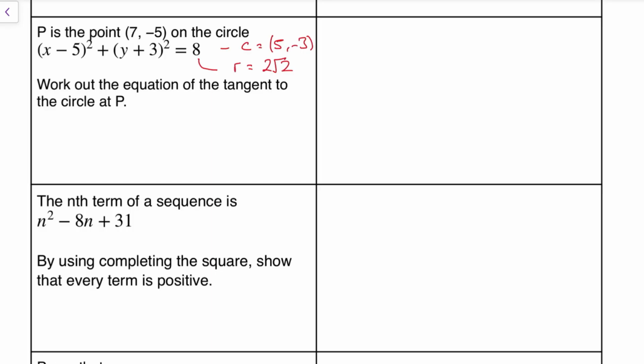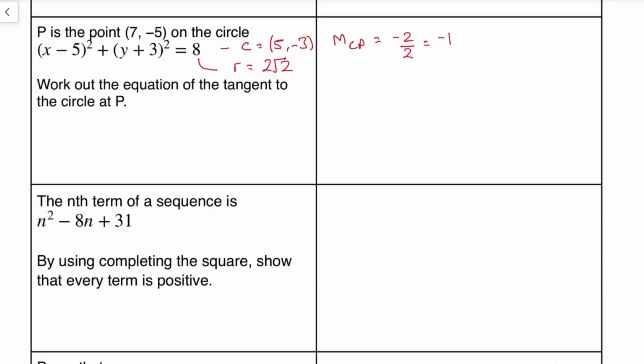And then it says work out the equation of the tangent to the circle at P. Okay, so P is the point that I'm given here. And so basically the way I'm going to do it is the normal process. I'm going to start by working out the gradient that gets me from the center to P. So my y values go from minus 3 to minus 5, in other words, down 2. My x values go from 5 to 7, in other words, up 2, which means my gradient is minus 1.